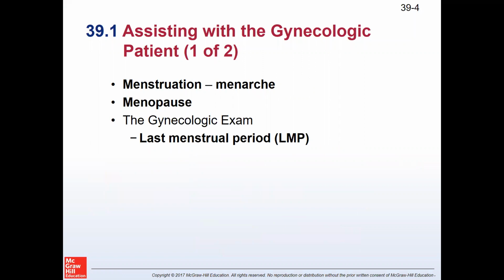So assisting with gynecological patients, you have menstruation or menarche, you have menopause, and then we have to know the last menstrual period. We need to know, going forward, if they are possibly pregnant or if they are sexually active, so we need to make sure that we are asking those questions. We also may be doing other screenings such as HIV, chlamydia, gonorrhea, all depending on the history of the patient and that general physical exam.